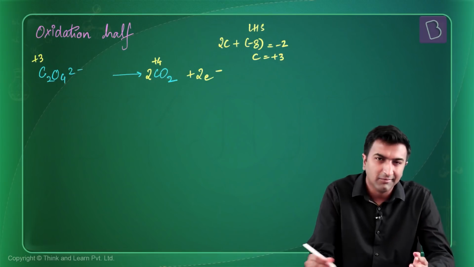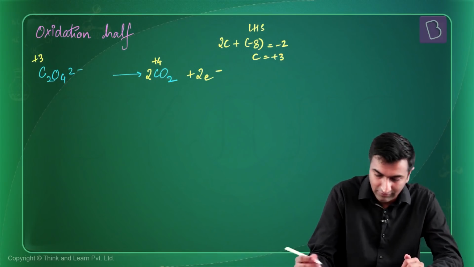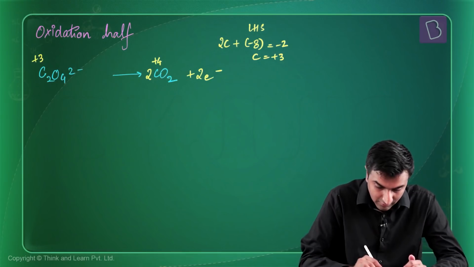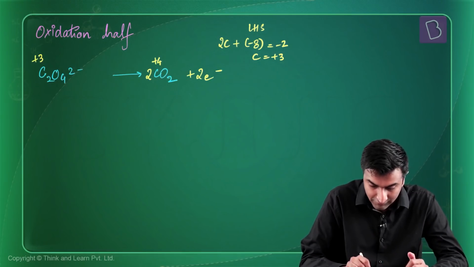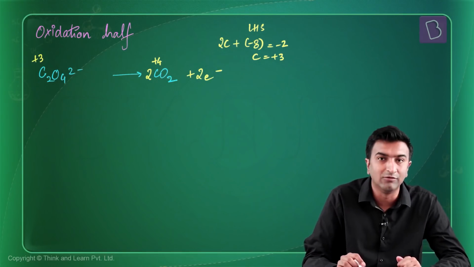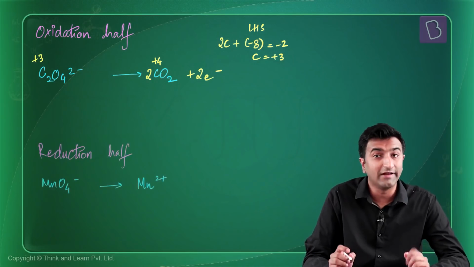This is the basic balancing idea that we can do over here. So this seems okay. Everything is balanced. The number of atoms, the charges, everything seems to be balanced in the oxidation half. Look at the reduction half.